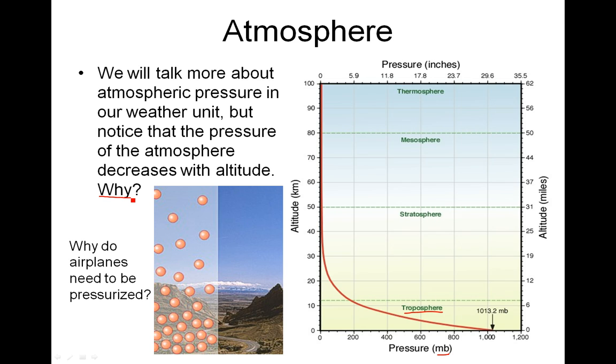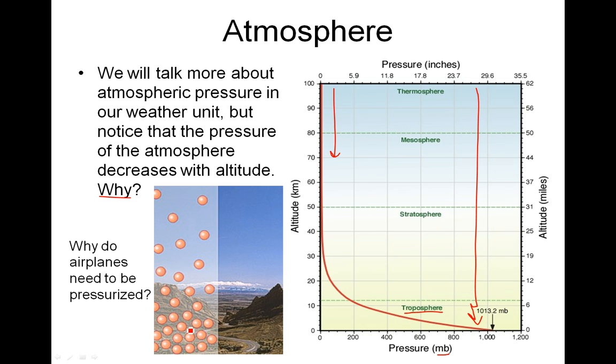Why? Remember, atmospheric pressure is the amount of air above pushing down. So if you're way down here in the troposphere, you have lots and lots of air pushing down on you. So it's high pressure. When you are up here, you don't have very much air pushing down. So the deeper you go, the higher the pressure.